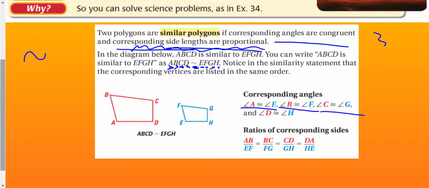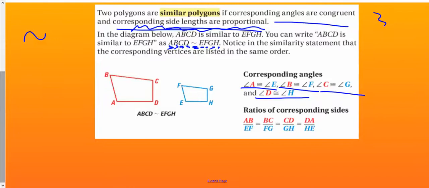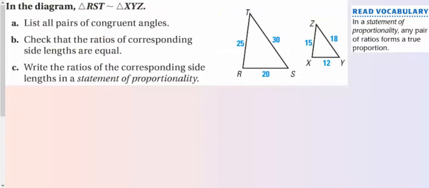So you can use the similarity statements just like we use the congruency statements. And then the ratios of the corresponding sides, again, you can use like AB to EF, and that's similar for all of them. So use this statement right here to your advantage, because it allows you to not even need a picture. In the diagram it says that they're similar, so we're going to see that similarity symbol right there.